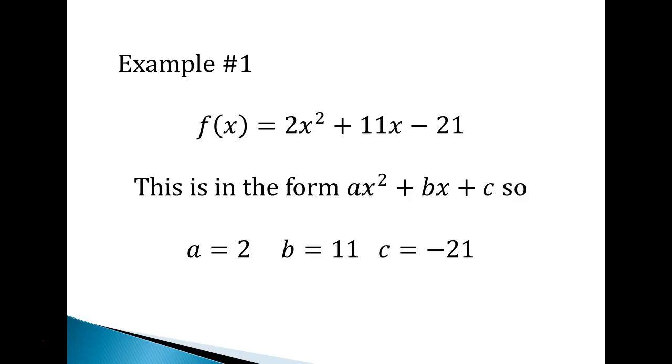So here's example 1. We have 2x squared plus 11x minus 21. Now, note that this is in the form of ax squared plus bx plus c. It's important for you to know what a, b, and c are, so I've noted them here. A is 2, b is 11, and c is negative 21.